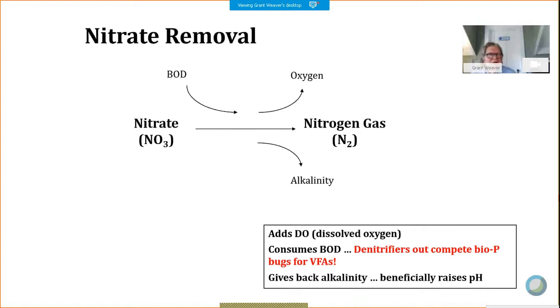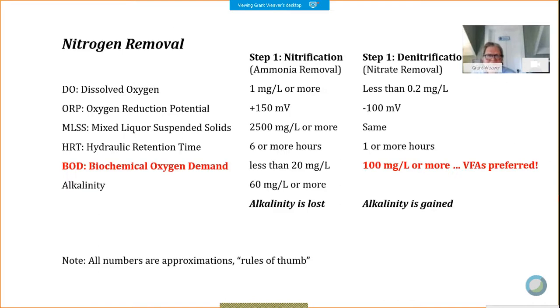So we want to be the referees, if you will, and manage the system so that the more prized food goes to the phosphorus-removing bacteria. We talked about that. I'm going to get back into that again here in the next few minutes. So here are some rules of thumb. Again, these are good places to start in your targets and your process control.